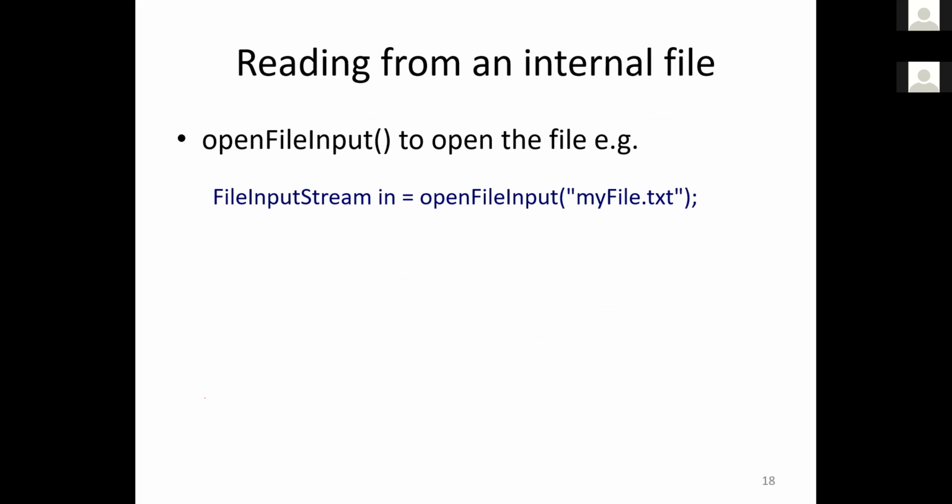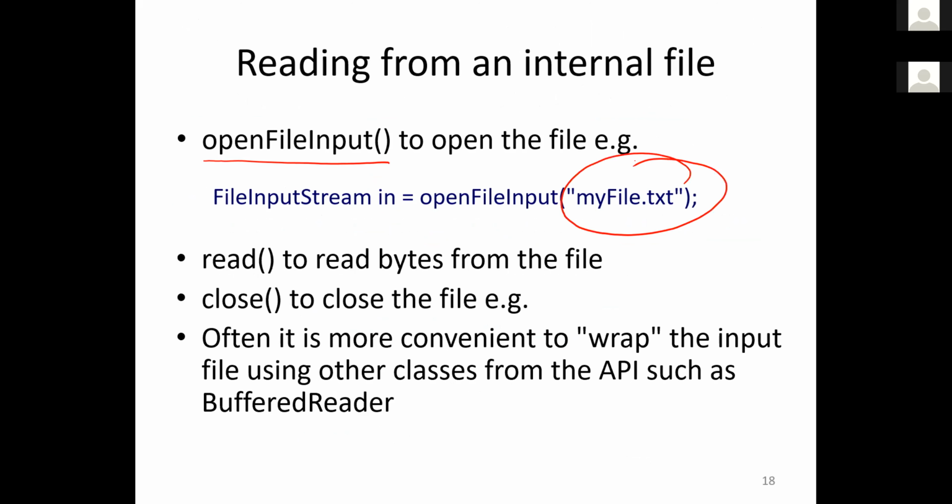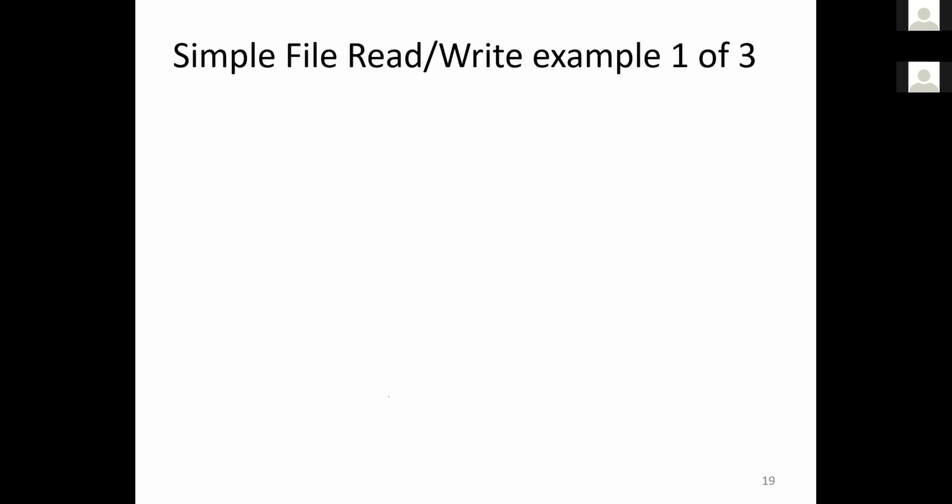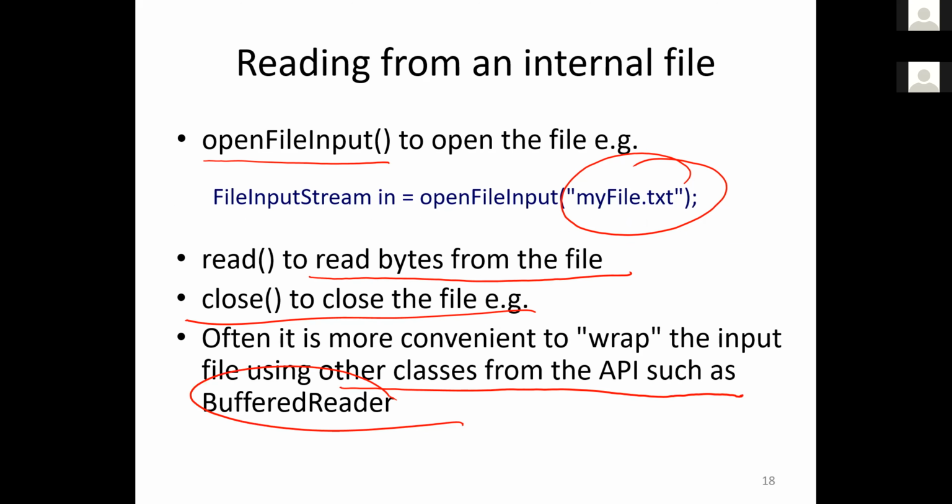Then you can also read from an internal file using open file input. You are opening the file so that you can read content. The name is called myfile.txt. And so you read bytes from the file, then close the file. Often it's more convenient to wrap the input file using other classes such as buffered reader. That is advised. So here is a simple one, but before we go to that, there is what we did.